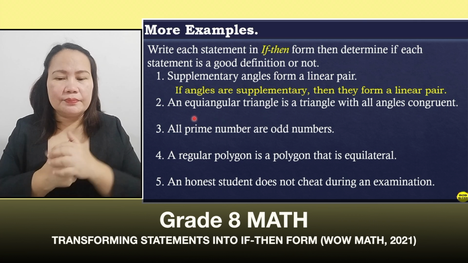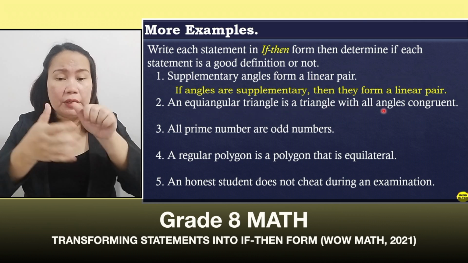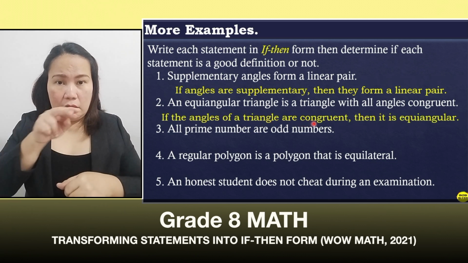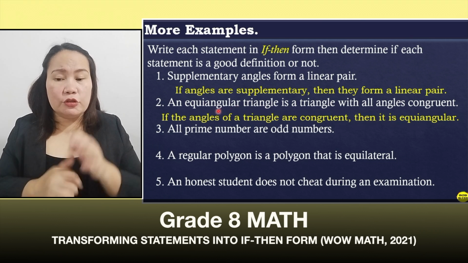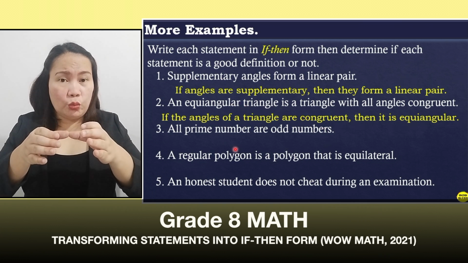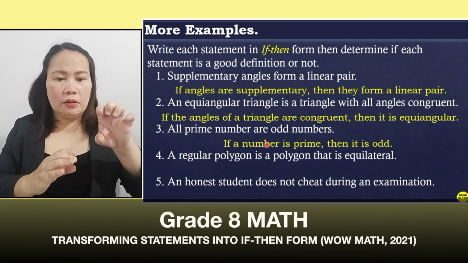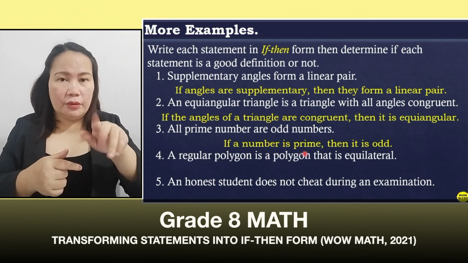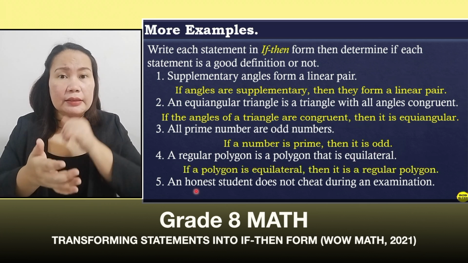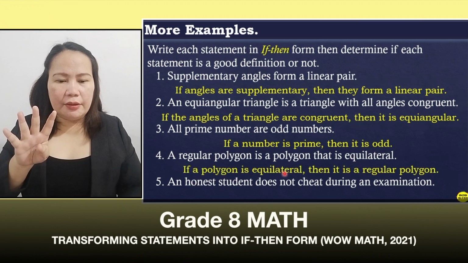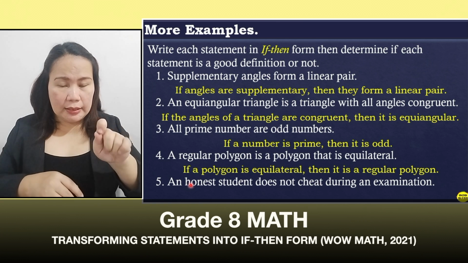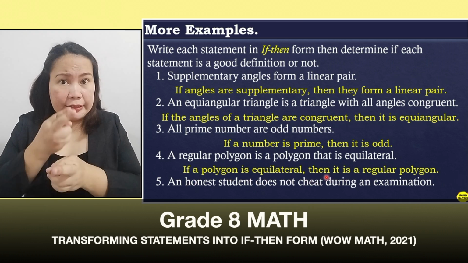Number 2, an equiangular triangle is a triangle with all angles congruent. So, if the angles of a triangle are congruent, then it is equiangular. So, this is your conclusion. Ito ang conclusion natin dyan. Next, number 3, all prime numbers are odd numbers. If a number is prime, then it is odd. Okay, number 4. If a polygon is equilateral, then it is a regular polygon. And number 5, an honest student does not cheat during an examination.